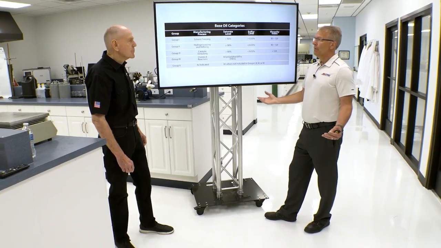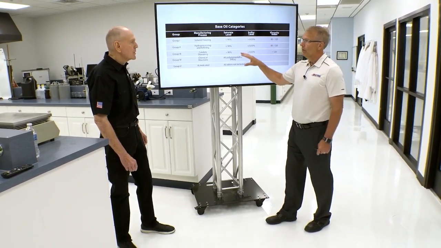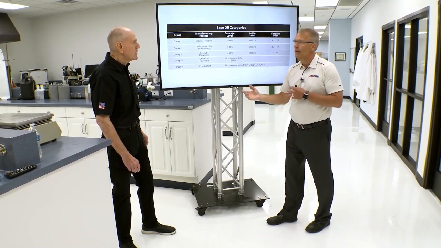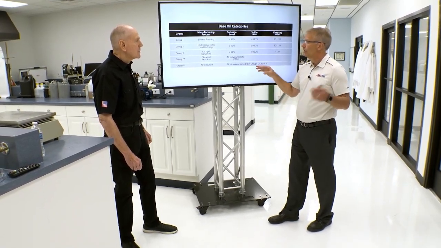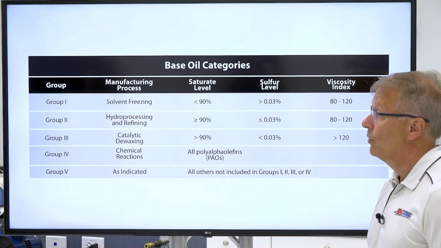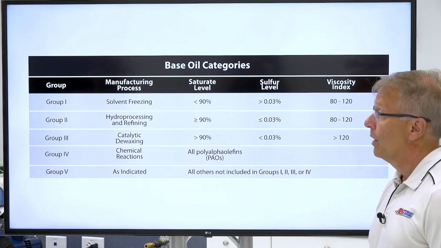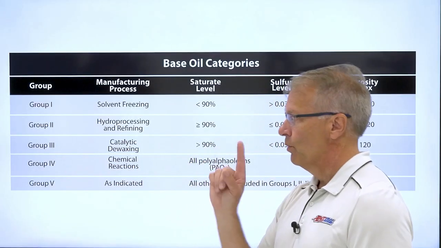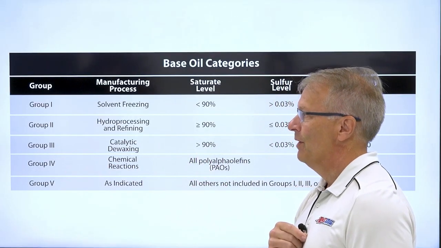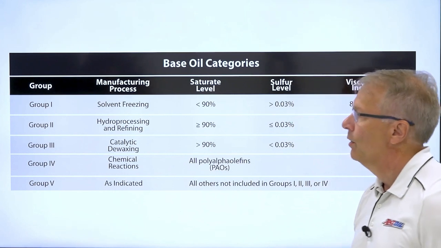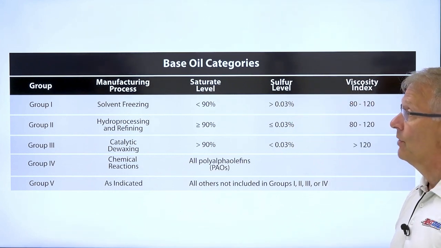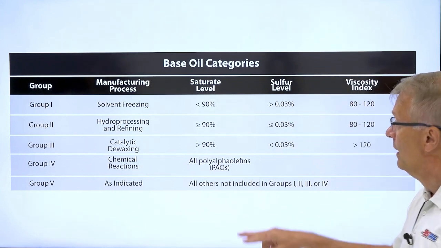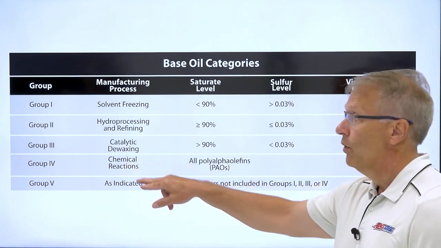AMSOIL uses Group 3 base oils. They're very good base oils, and there are different kinds from different manufacturers. We use Group 3 base oils regularly on some products. The next one, this Group 4 category, is only for one material. It was defined specifically for a material that's used widely by synthetic manufacturers in the synthetic motor oil industry. Yes. And that is polyalpha olefins.